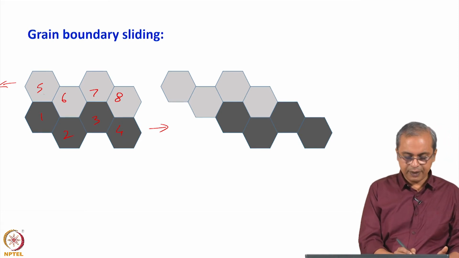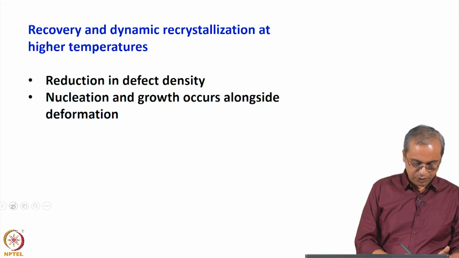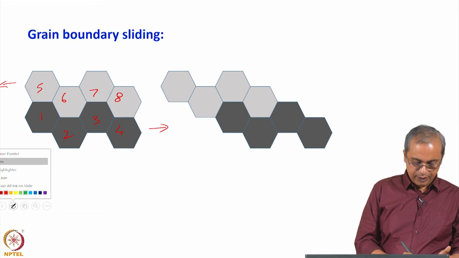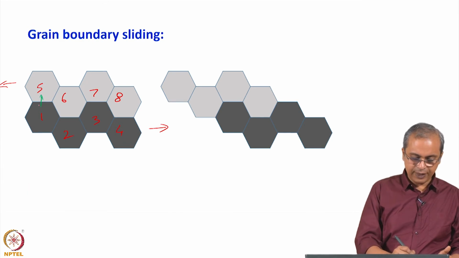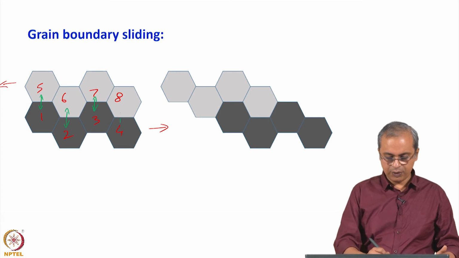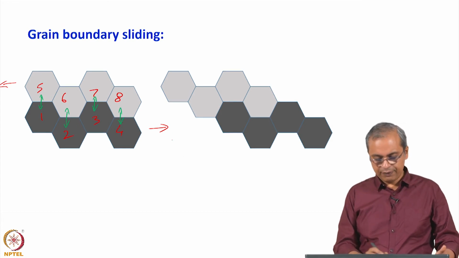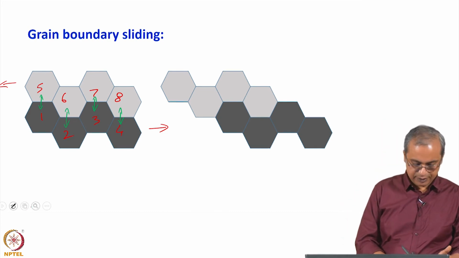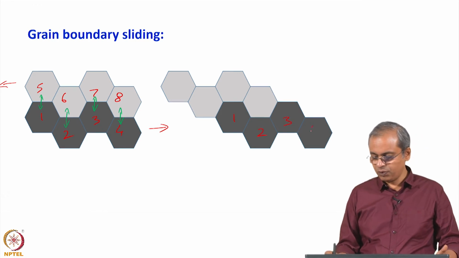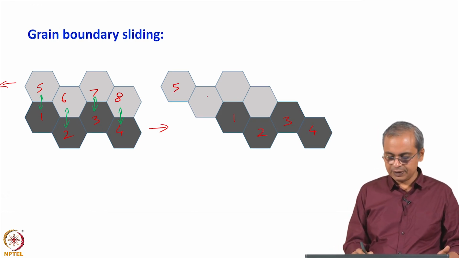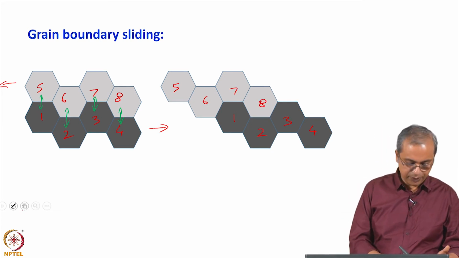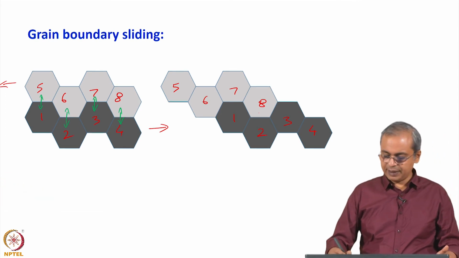So, you had one directly below 5, 2 directly below 6, 3 directly below 7 and 4 directly below 8. Now, with the application of some stress, you have this situation where you have 1, 2, 3 and 4, and you have 5, 6, 7 and 8. And so, clearly you can see significant rearrangement has happened.